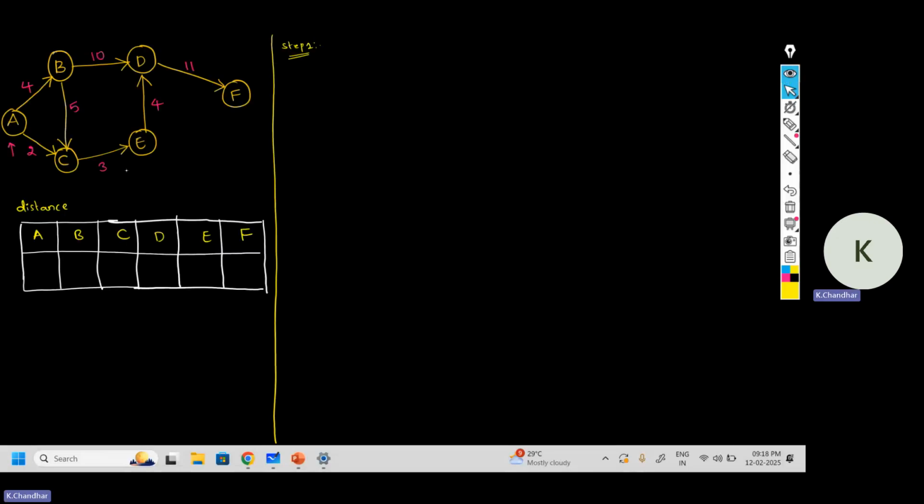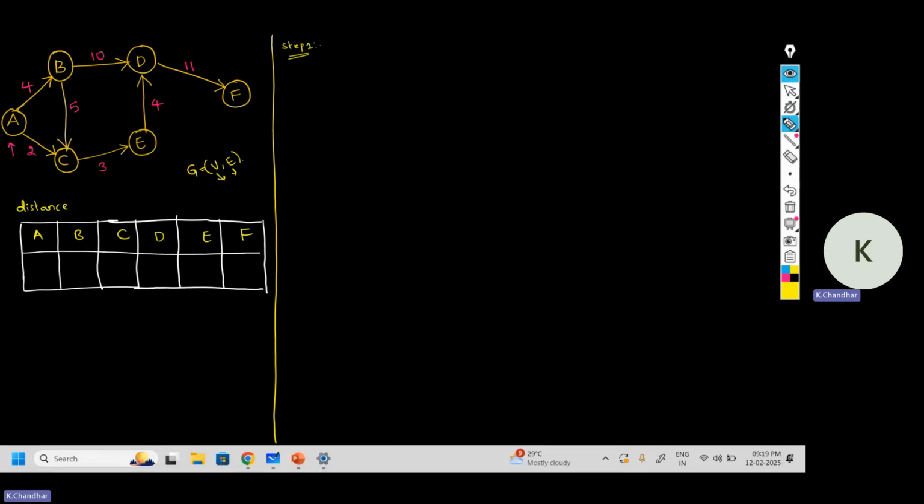So this is the given graph, which is represented by capital G, which contains a set of vertices and a set of edges. So here, may I know how many vertices are there? Total 6 vertices are there. And if I count the edges, 1, 2, 3, 4, 5, 6, 7 edges are there.